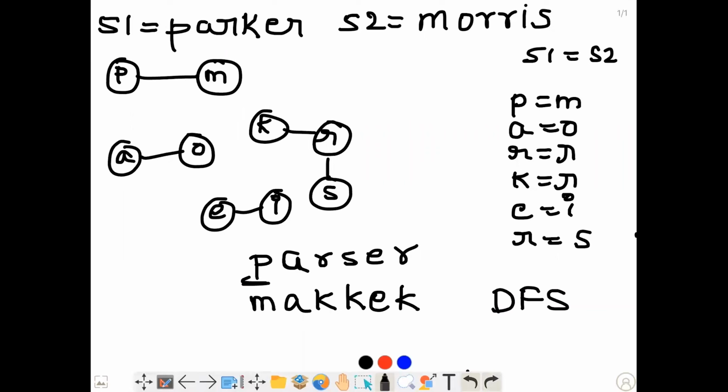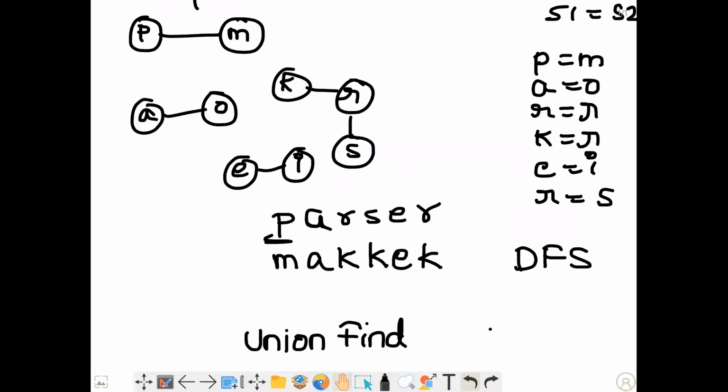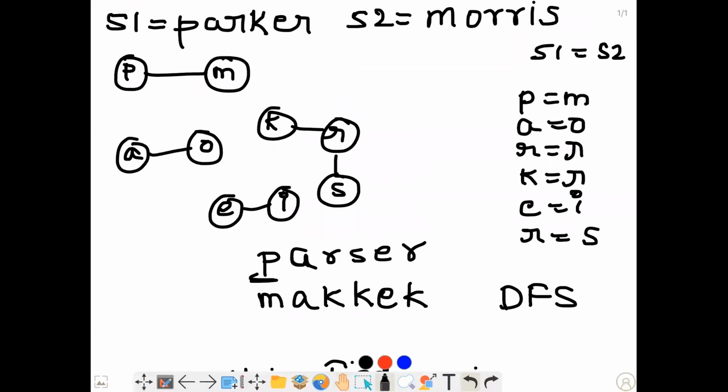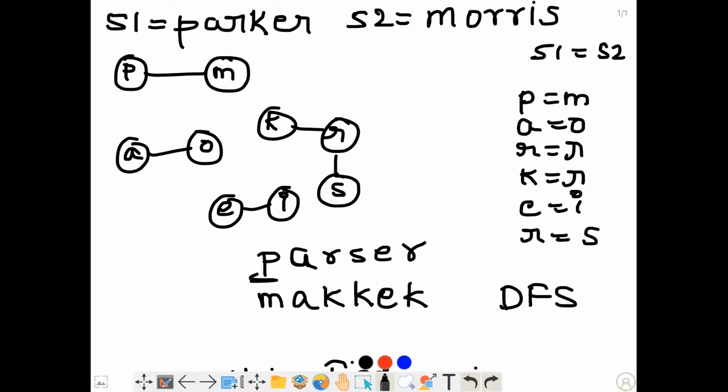Or else we have another data structure known as union find. In union find, for each component we assign a leader. We union components. Using the union function, we make components, and using the find function, we find the parent or the leader in that component. So while making the components, we have a leader. In this problem, we can make the leader the lexicographically smallest character.